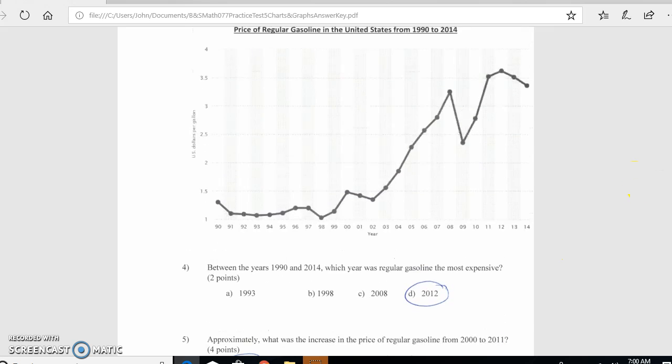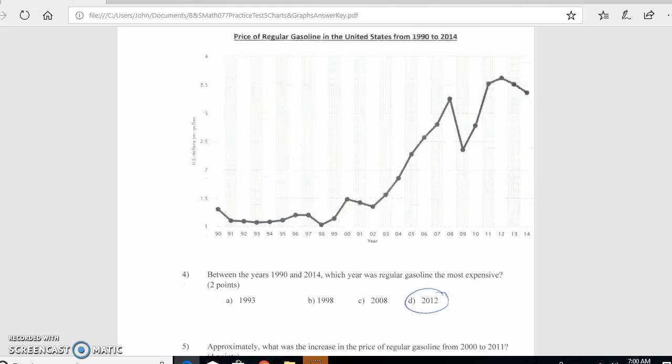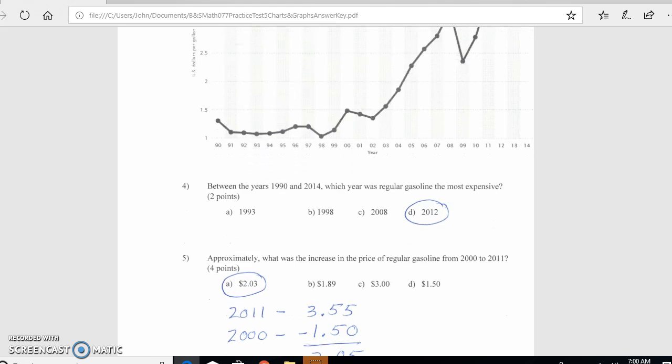$3.55. If we look at the chart, 2011, and we come up to this point here, it looks like it's just a little bit above $3.50. It's hard to be exact, and so I just put $3.55. And then for the year 2000, we see that the price is pretty much on that line of $1.50, which is what I put down here.